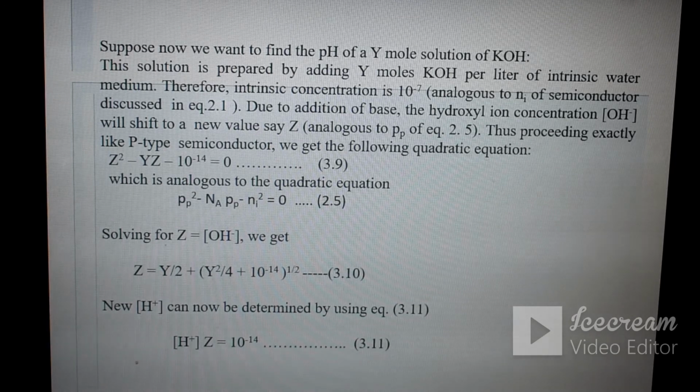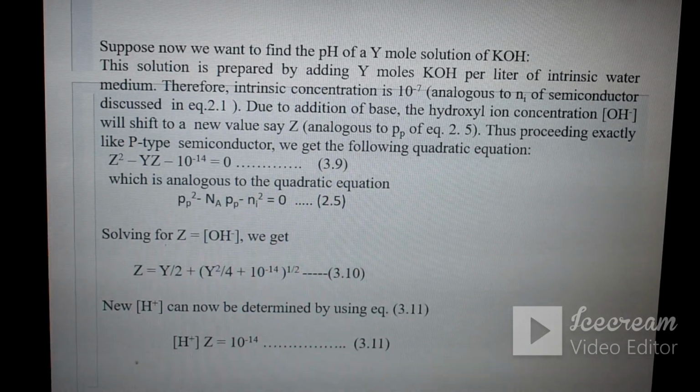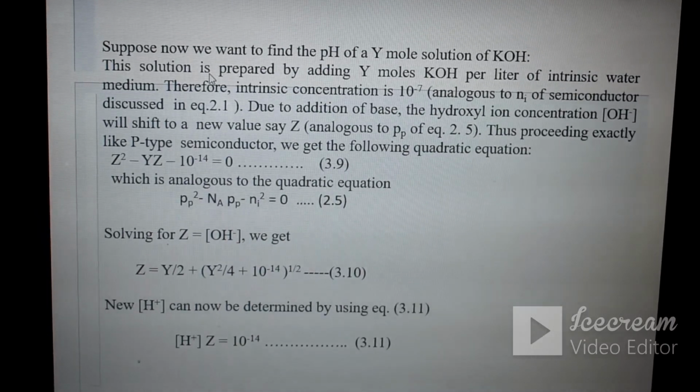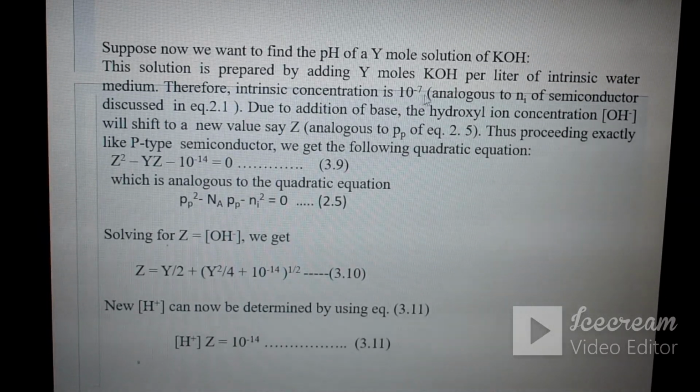Again, suppose now you want to find the pH of a Y mole solution of potassium hydroxide. It is now a base. This solution, exactly as previous, is prepared by adding Y moles of potassium hydroxide per liter of intrinsic water medium. Therefore, here also the intrinsic concentration is 10 to the power minus 7, analogous to ni of the semiconductor discussed in equation 2.1. And due to the addition of base, the hydroxyl ion concentration will shift to a new value, say Z.